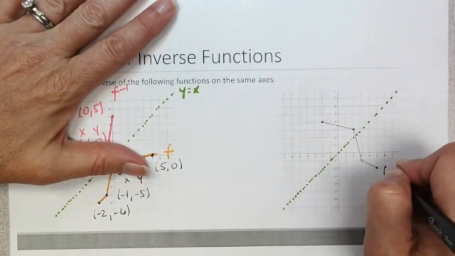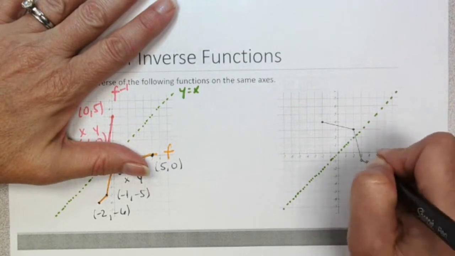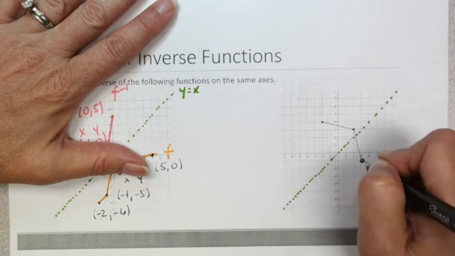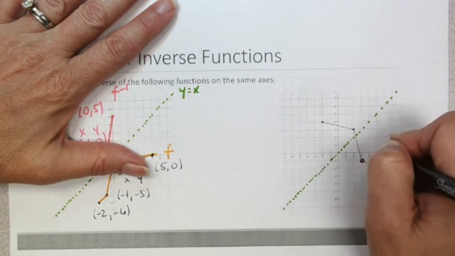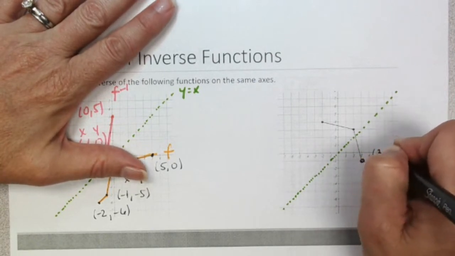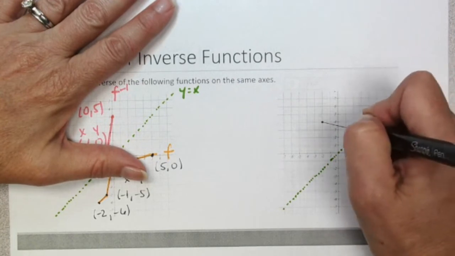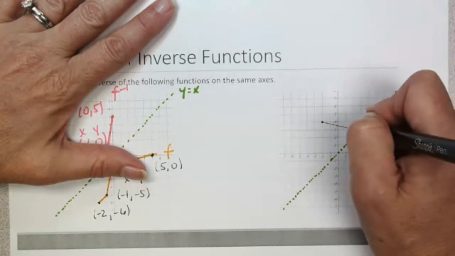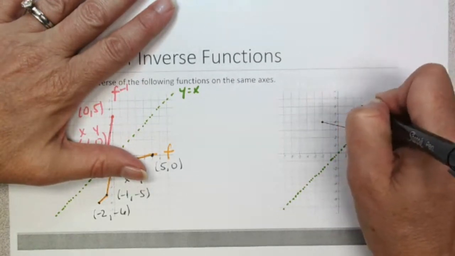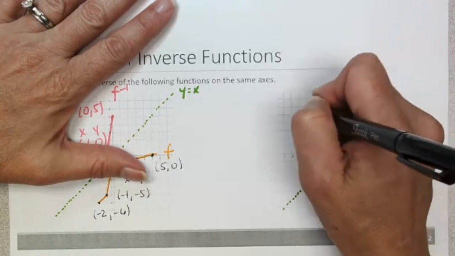Let's see, this point down here is going to be 5, -2. This open circle point here is going to be 3, -1. Okay, this point up here is going to be 2, 3. And over here we got -2, 4.